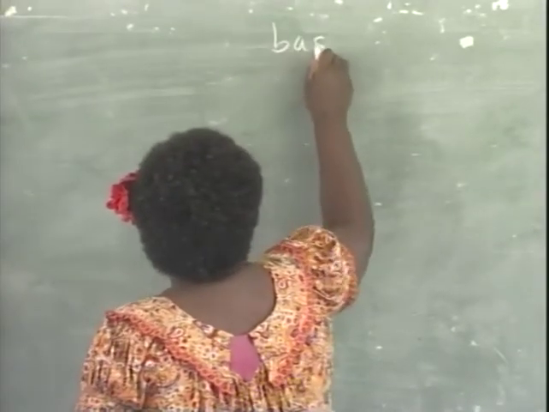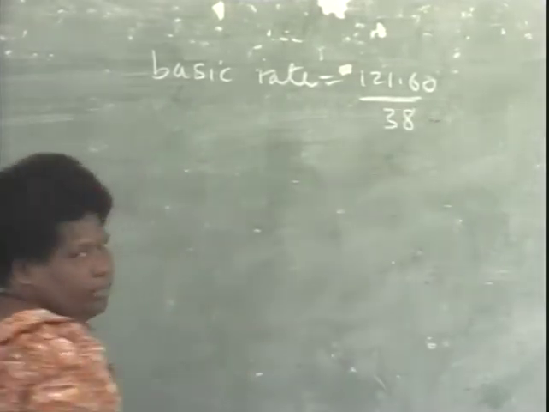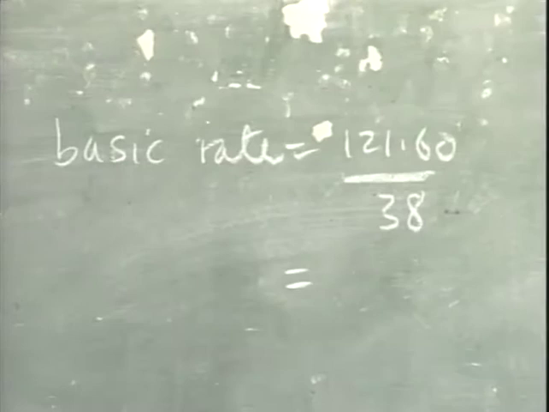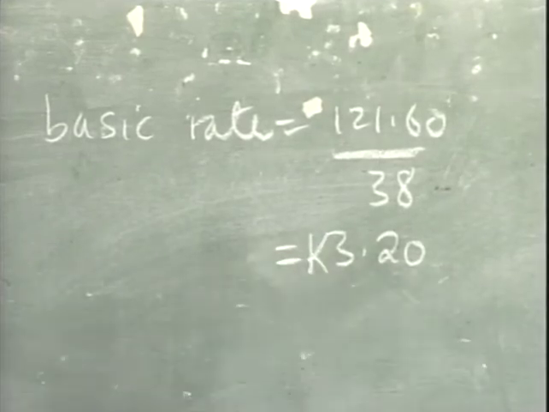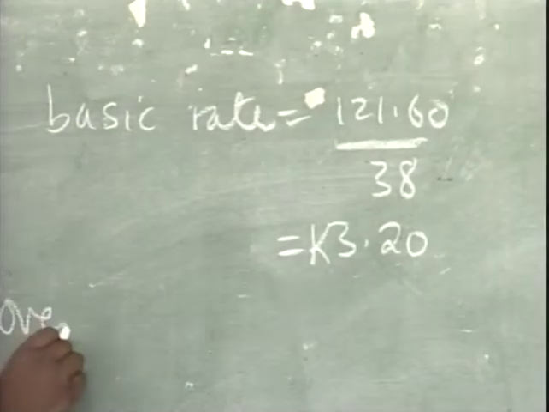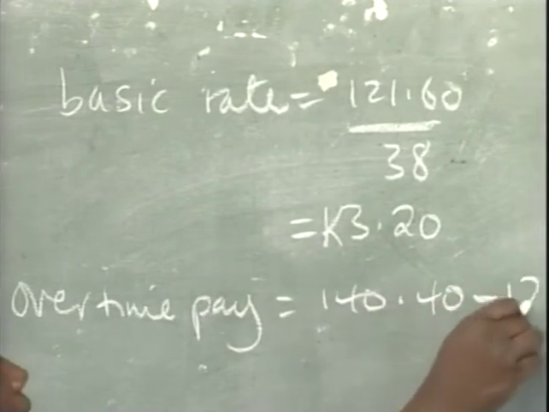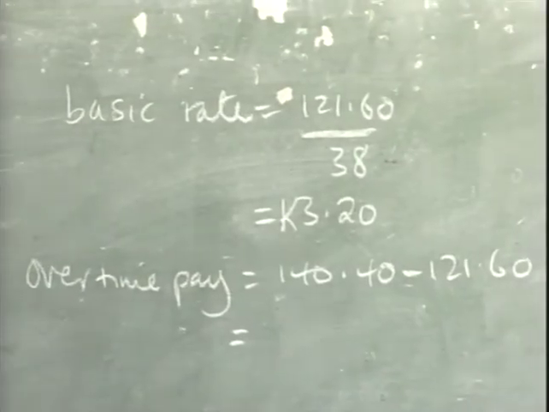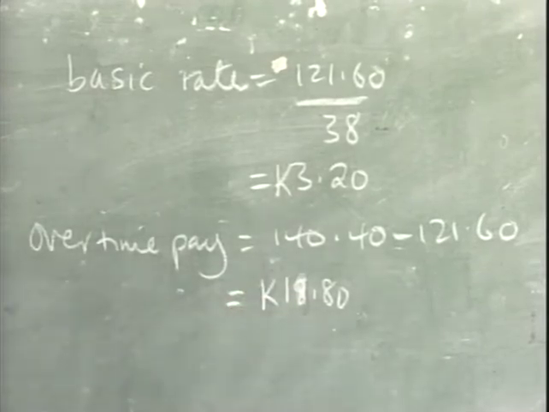Okay, one person. A man's basic wage for a 30-hour week is 121 kina 60 toya, which means his basic hourly rate is 121 kina 60 toya divided by 38, which is 3 kina 20 toya. That means 3 kina 20 toya every hour that this person is paid. In a certain week, he earned 140 kina 40 toya, which means to get the overtime pay, you subtract the actual salary from 140 kina 40 toya, which gives 18 kina 80 toya. That's the actual overtime pay.